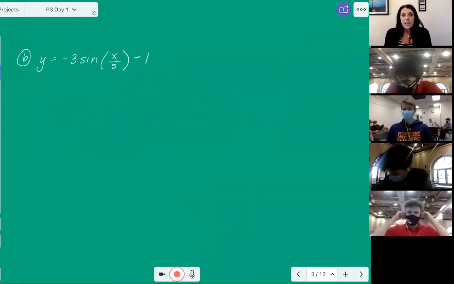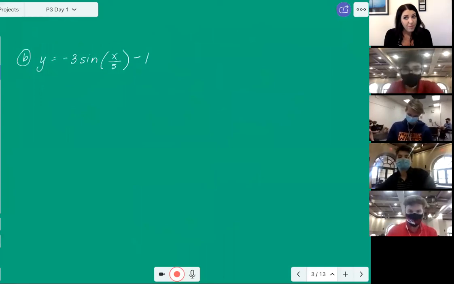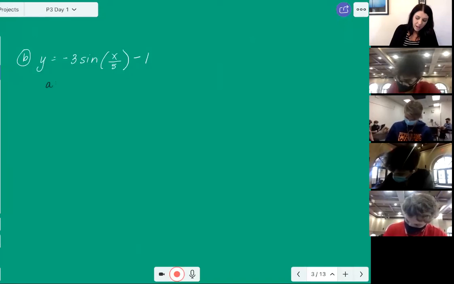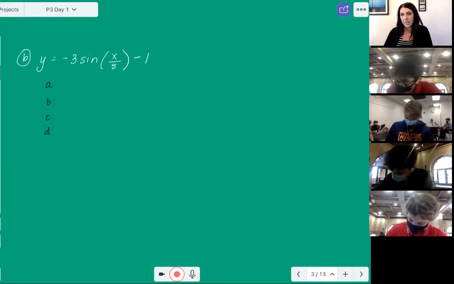Okay, go ahead and write this down. This is y equals negative 3 sine of x over 5. Be careful with those fractions. And then minus 1. So we have y equals negative 3 sine of x over 5 minus 1. Again, I like to start writing down what my A, B, C, and D are.